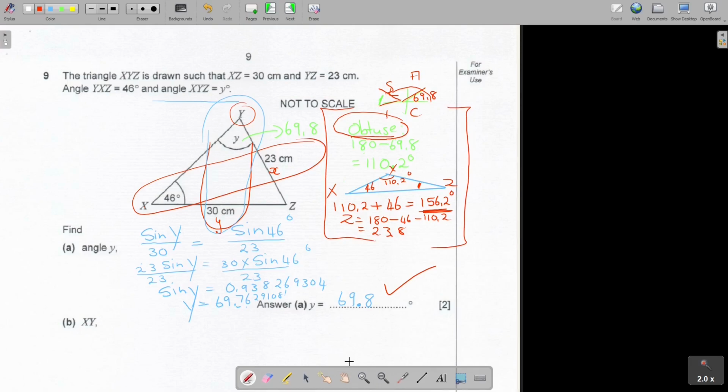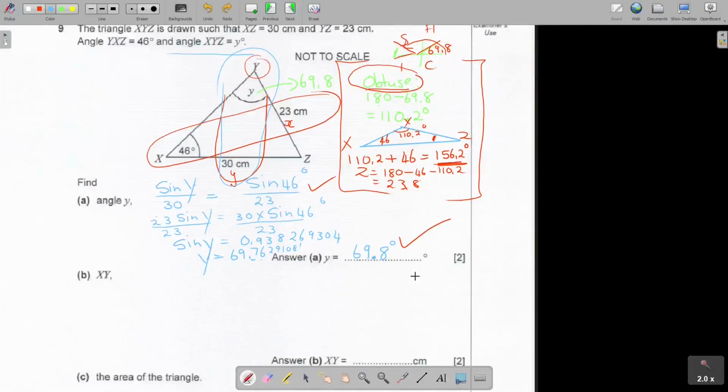So this was just one mark for putting it correctly in the formula, substituting, and don't forget to write the degrees, there's your degrees. Okay, let's go to the next one. Let's do number B.